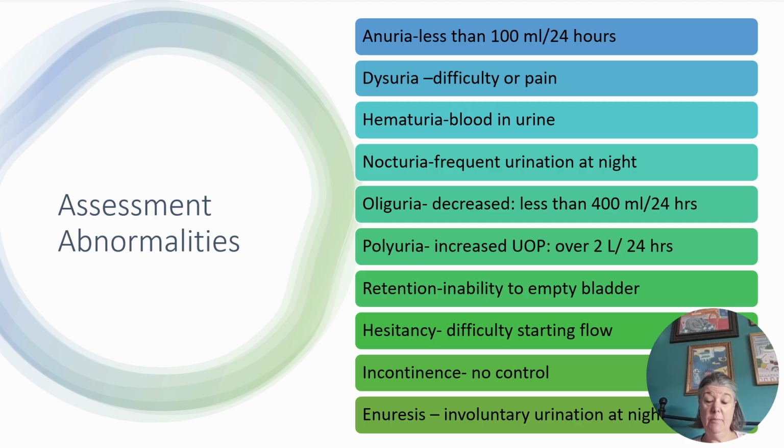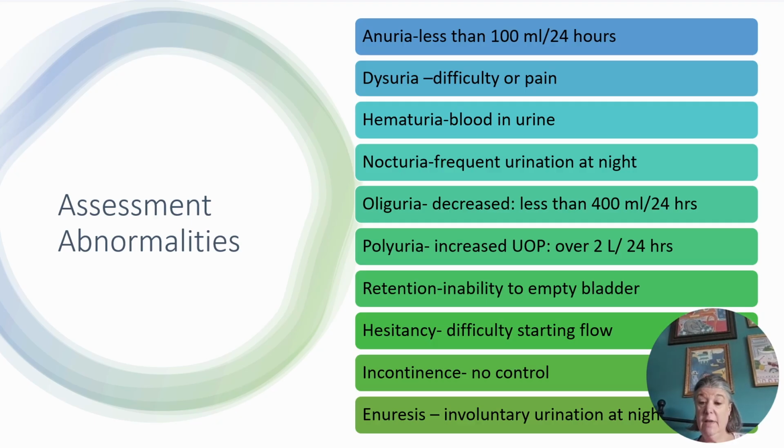So assessment abnormalities, this is slide 7. This is just throwing a bunch of vocabulary at you. So remember, anuria means urine output of less than 100 mils in 24 hours. Dysuria, difficulty or pain. Hematuria is blood in the urine. Nocturia, frequent urination at night. This is different than enuresis, which is involuntary urination at night, that bedwetting, right? So enuresis is the bedwetting. You didn't mean to pee, but you peed. Nocturia is just you have to get up and go quite a bit at night.